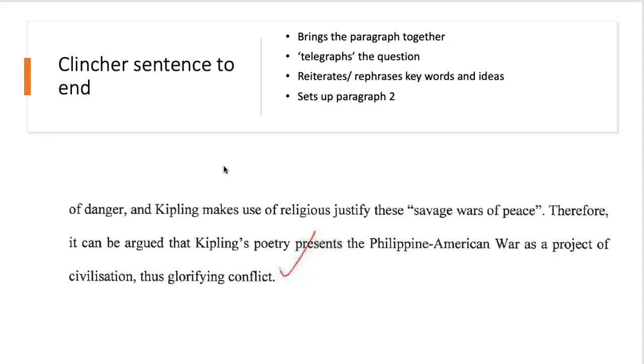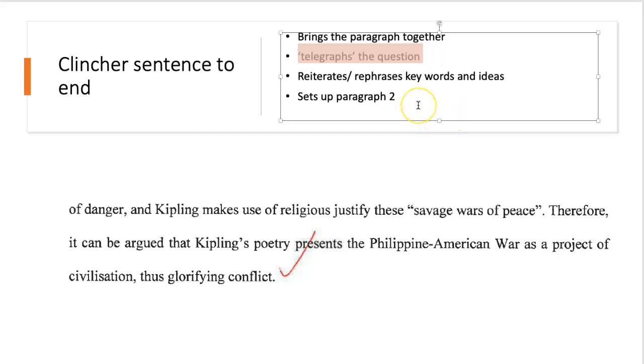Don't forget that a really good paragraph ends with this clincher sentence. I go on about this a lot, but it pulls the paragraph together, as we've said, and it makes sure that the reader can then follow your argument. It sets up the next paragraph nicely, doesn't it? Okay? And it telegraphs the question. That's something I believe you use in history still, isn't it? Okay? Don't forget in the clincher sentence to reiterate or rephrase the question, some of the words of the question, okay? That shows that you're on task, doesn't it?